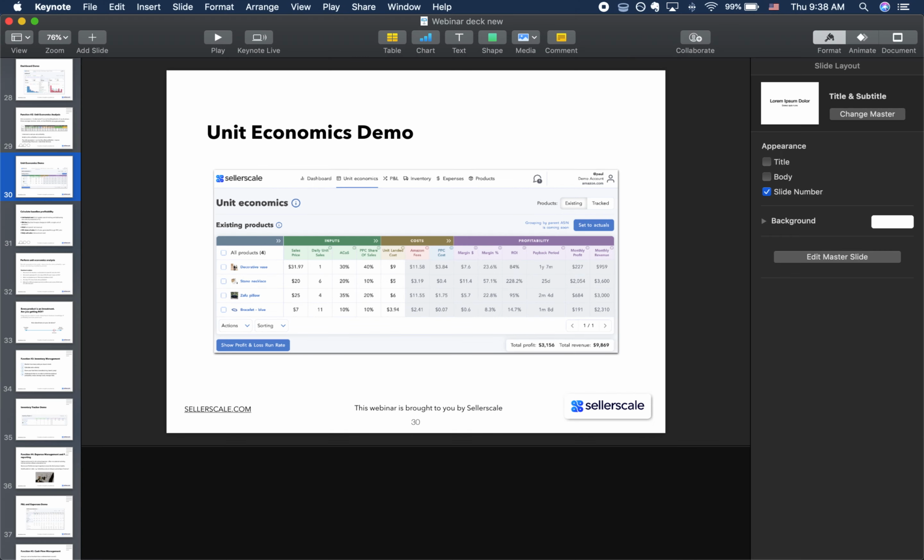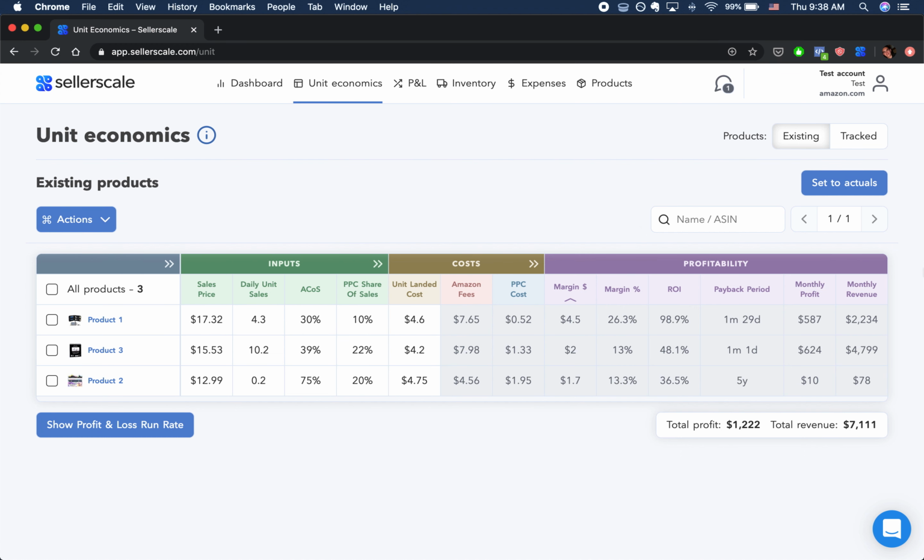So let's switch to my browser so I can show you guys the app. And here's what it looks like. So it's essentially a spreadsheet that aggregates all revenue and cost data for each product and shows average profitability for every unit sold. And it lets you do two things.